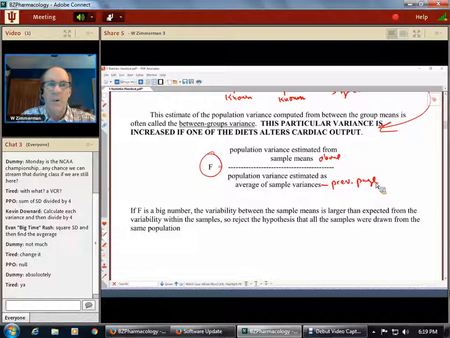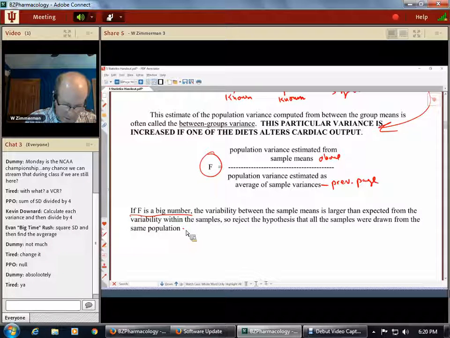And if f equals 1, that means it didn't matter whether you calculated variance from the sample means or from averaging the sample variances. On the other hand, what if f is 10? If f is 10, that means the numerator was quite a bit greater. That means the spread of the means was pretty big. So if f is a big number, the variability between the sample means is larger than expected. So we reject the hypothesis that all samples were drawn from the same population.